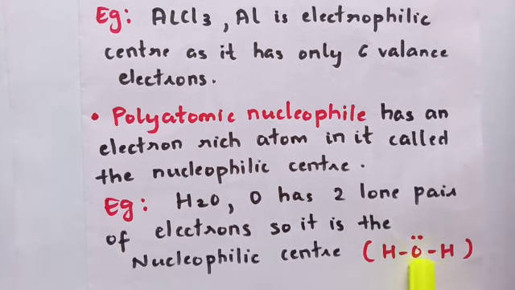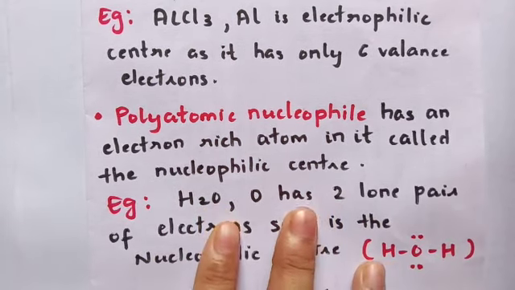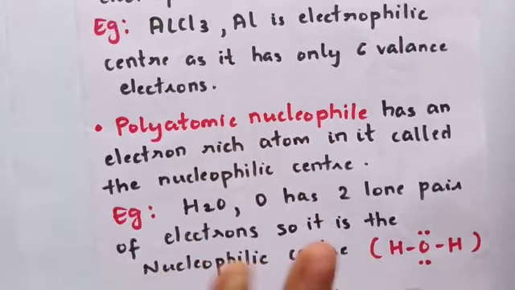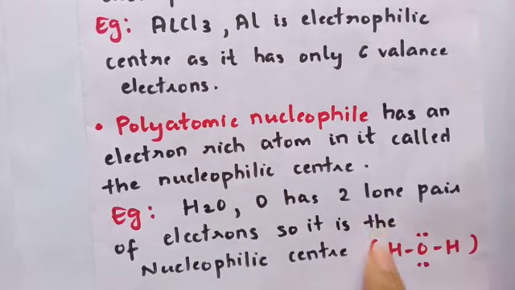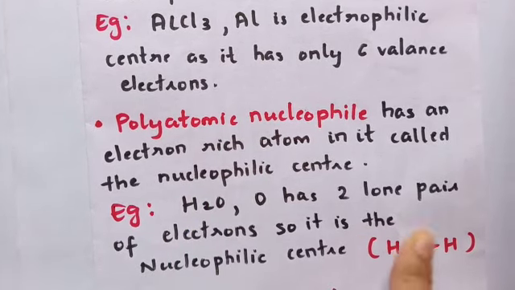You can see here our oxygen atom has 2 lone pairs of electrons. What are lone pairs? Lone pairs are extra electrons. You can see here there are overall 4 dots on oxygen, that is, it has 4 extra electrons, which means it has 2 extra pairs of electrons. These extra pairs are known as lone pairs. So in this neutral compound, this polyatomic nucleophile, oxygen is my nucleophilic center.